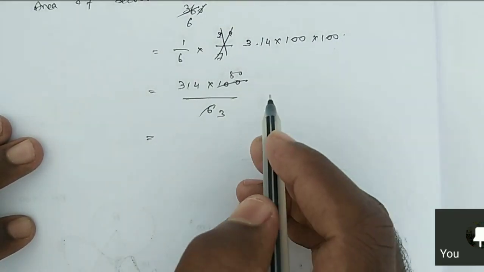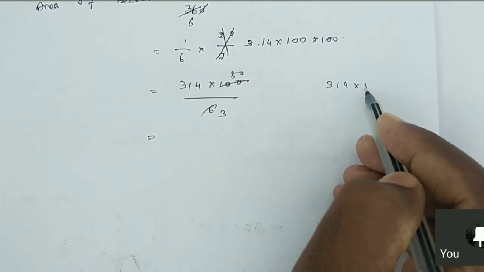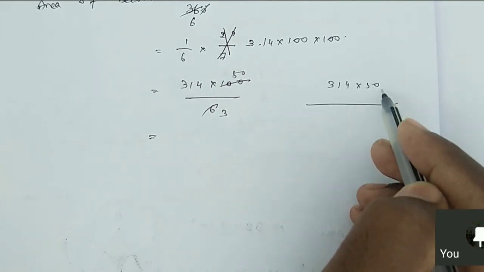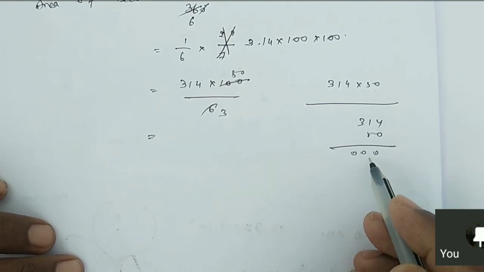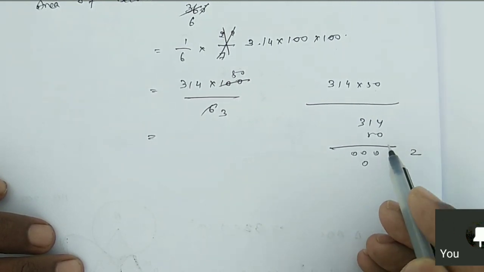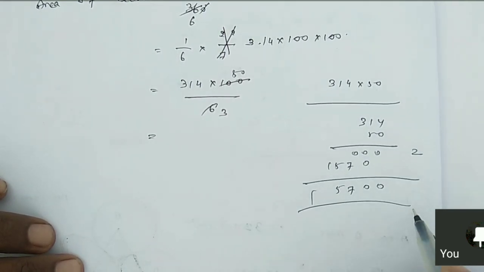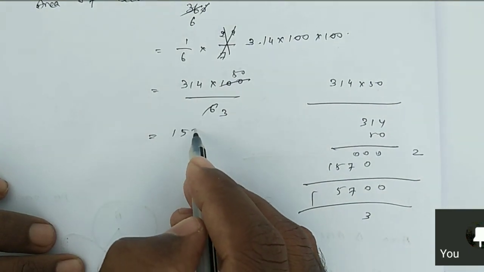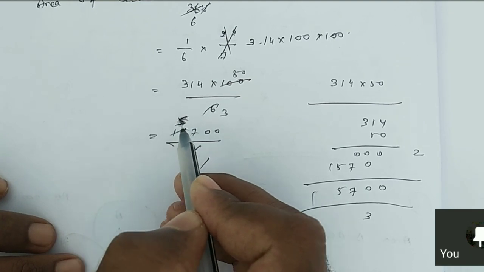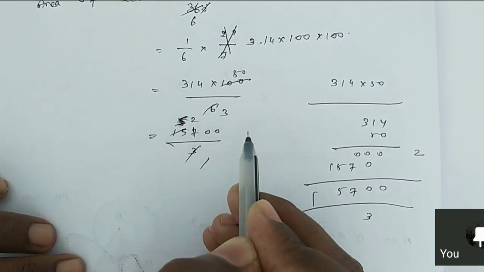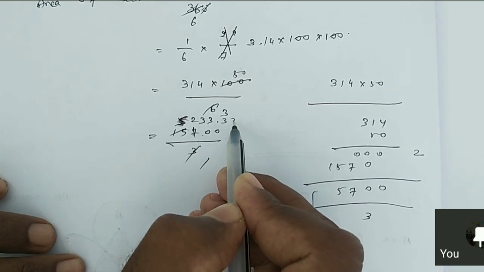Then what is the answer? You should multiply 314 into 50. 5 4s are 20, so 0 0 0 and 2 remaining. 1 5 are 5 plus 2, 7. 3 5 are 15. So 15,700. Then it is divided by 3. So 15,700 divided by 3. 1 3 is 3. 5 3s are 15. Then 2 3s are 6, remaining 1. 3 3s are 9, remaining 1. 3 3s are 9, remaining 1. Then 3 3s are 9. 3 3s are 9. So what is the answer?